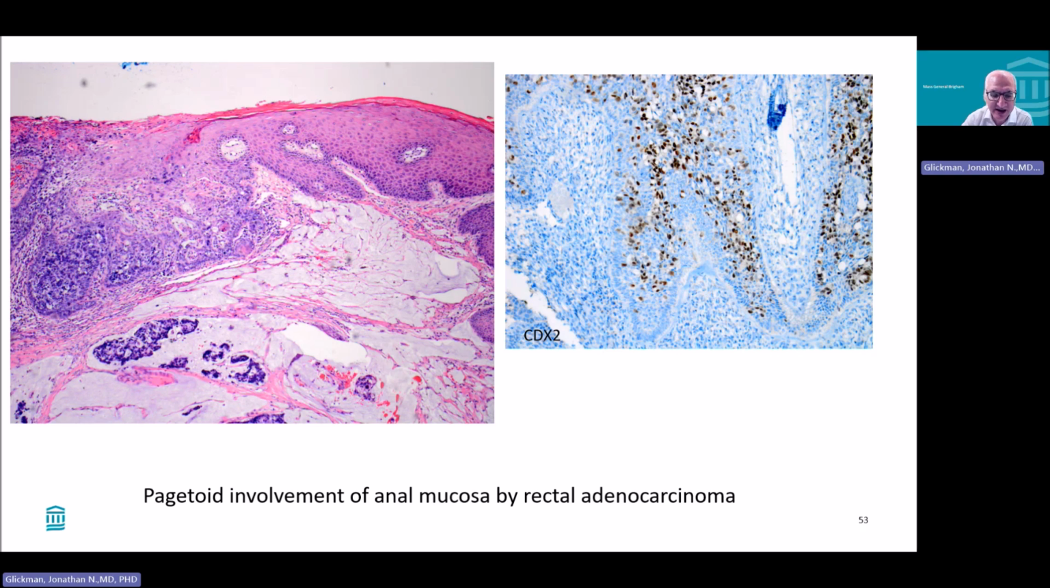Here's an example of a secondary Paget's disease. Here's pagetoid involvement of the anal canal mucosa by a rectal adenocarcinoma. So we see some mucinous adenocarcinoma below the squamous epithelium, and up in the squamous epithelial surface, it's hard to see at this low magnification, but there are some infiltrating cells within the squamous epithelium, and we can highlight them with a CDX2 immunostain, confirming that they are rectal in origin.